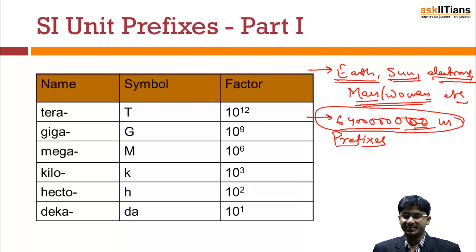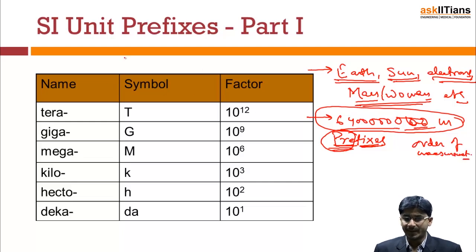Now if you see in the name, there is the word pre and then fix. Pre means before; these are words that are fixed before the unit, and they help us in expressing the order of measurement. What do you mean by order of measurement?